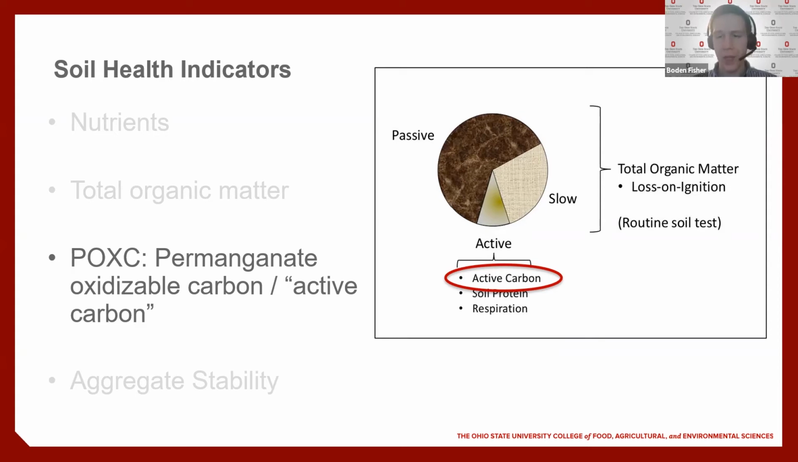So the indicator used for this study to account for biological health was permanganate oxidizable carbon, okay? This is basically the readily available carbon pool that microorganisms have available to utilize. This has been shown to be sensitive to management changes and is also a fairly inexpensive test. So we're looking at the active carbon portion of the active pool of our total organic matter content.